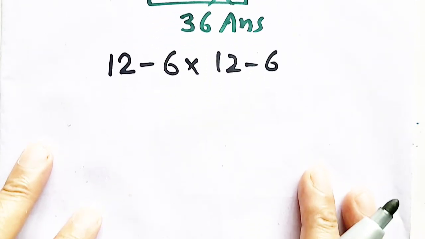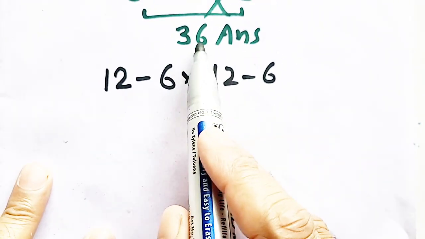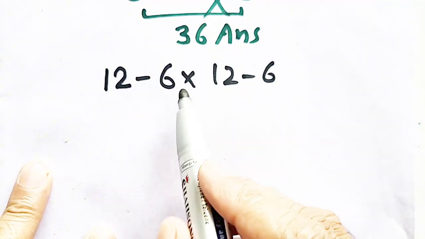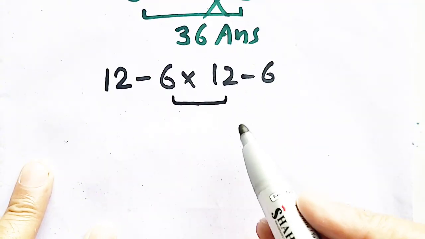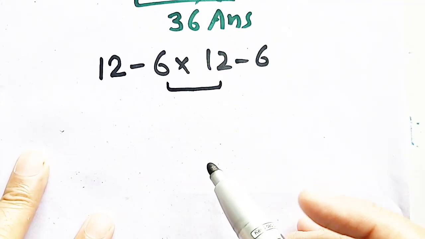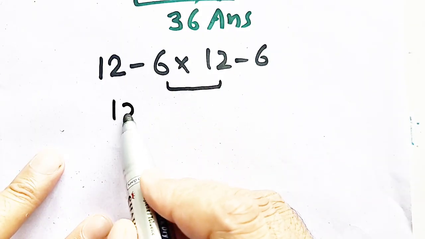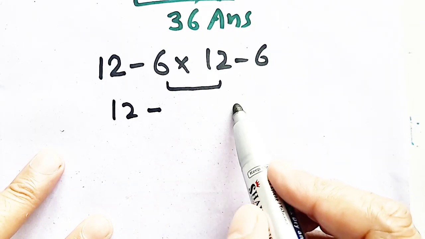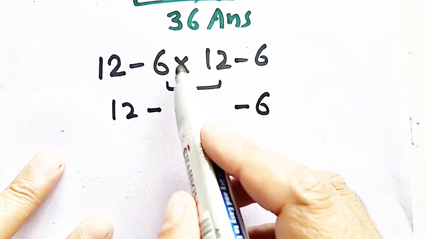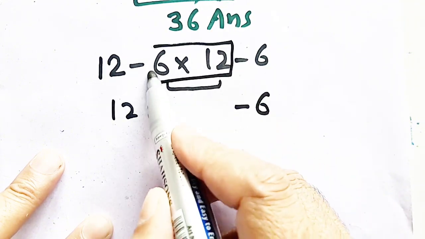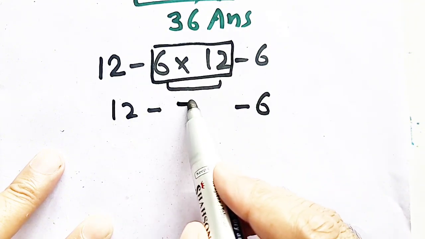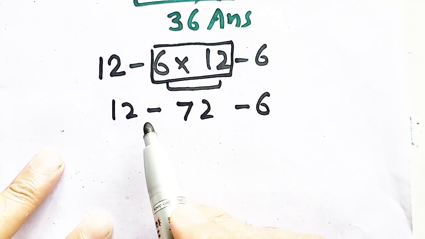Now, what is the mistake we made in the previous method that gave the answer 36? It's because we have not solved multiplication first. According to PEMDAS, we have to solve multiplication first. So 12 as it is, minus as it is, this minus 6 as it is. And what will be the answer of this portion? It will be 72, minus 72.